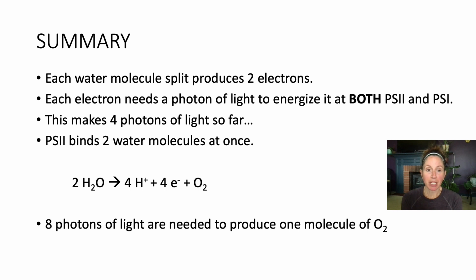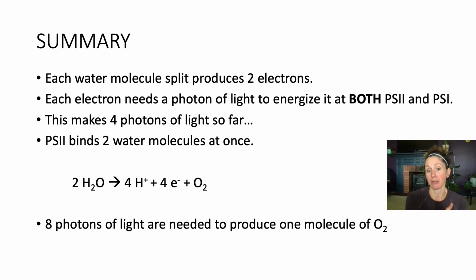So in summary, each water molecule split produces 2 electrons. So for each water molecule split, you are getting 2 electrons moving through. Each electron needs a photon of light at both photosystems. So one electron needs 2 photons of light, one at photosystem 2, and then again at photosystem 1. So we have 2 electrons, and they both need 2 photons of light, so we're at 4 photons of light.